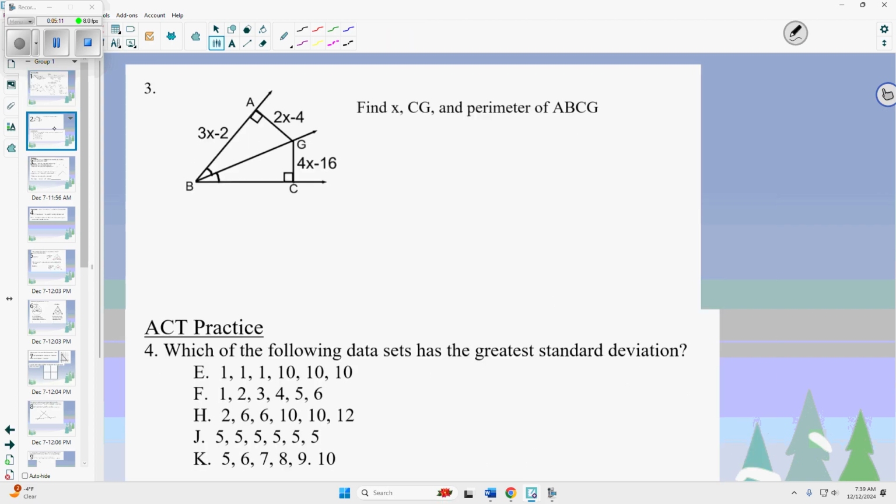All right. Then we got number 3. We have an angle bisector in number 3. Angle bisector is ray BG. What do you know about any point on the angle bisector, no matter what point I pick?